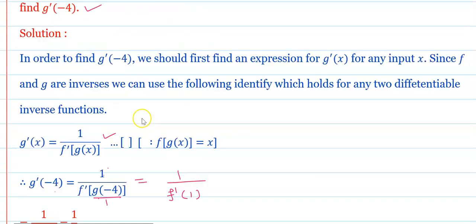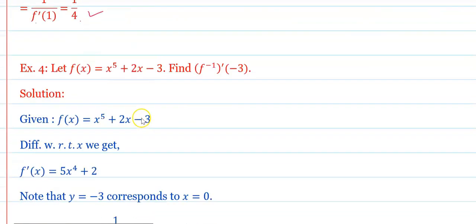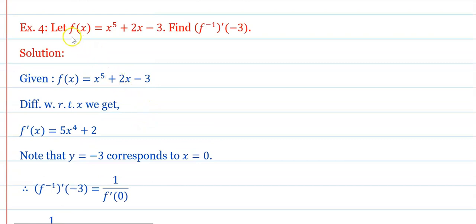Okay. Easy question. Now the next, f of x is x raised to 5 plus 2x minus 3. Okay, this is the f of x, that is equals to x raised to 5 plus 2x minus 3. We want to find out the derivative of its inverse function. Means what? That is the derivative of f inverse at x is equals to minus 3. We have to find the derivative of the inverse function of f at the point x is equals to minus 3.